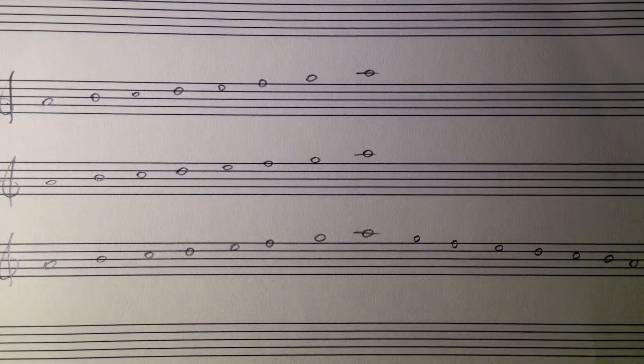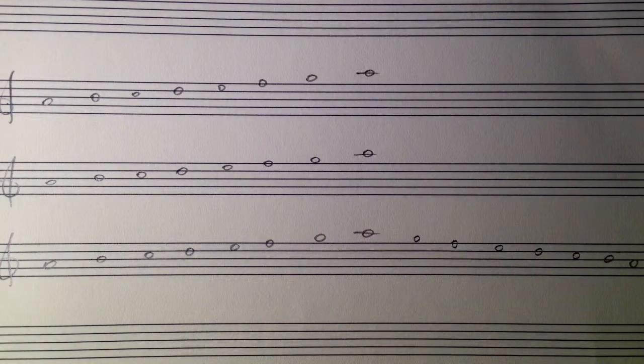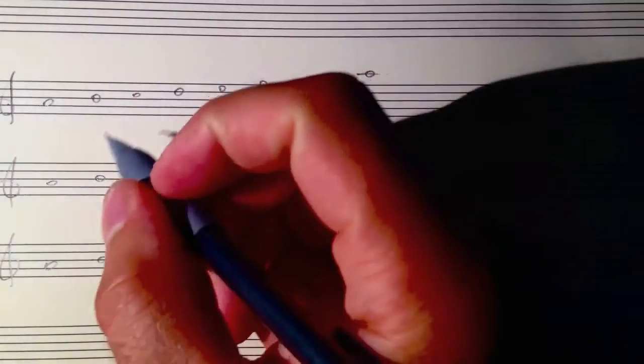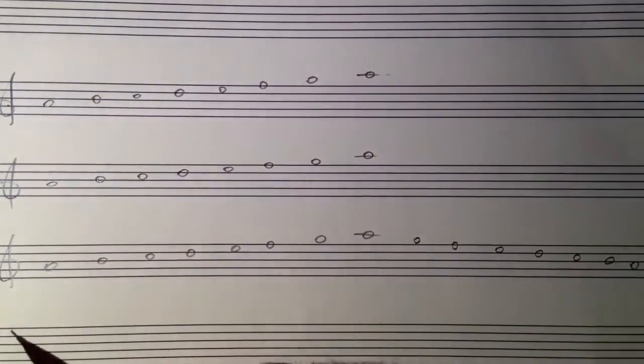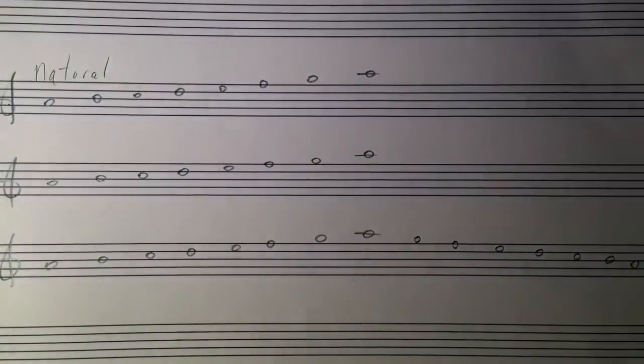Okay, in this video we're going to start with the natural minor first, where we have three scales here and they're all starting on the note A and they're all in A minor. A minor again has no sharps or flats in its key signature, and we're going to start by analyzing the top scale and looking at its collection of whole and half steps in order to understand the formula of a natural minor scale. So our first scale will be known as our natural minor scale.